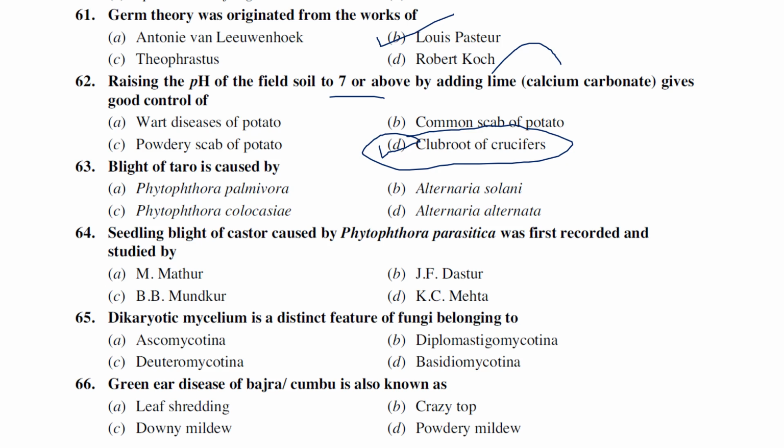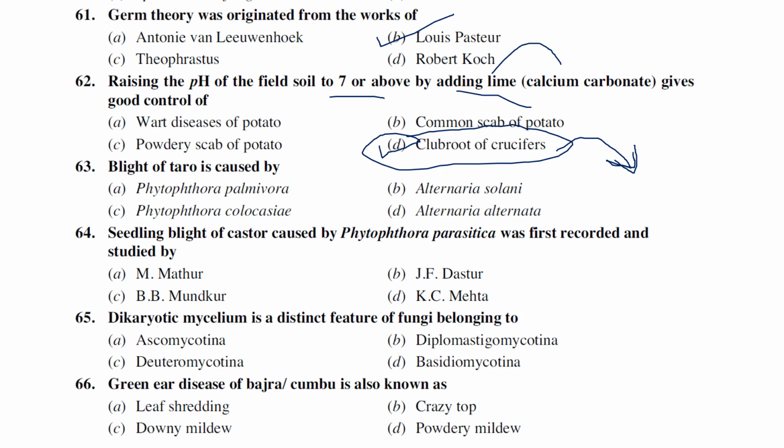Again, in the first question itself, Plasmodiophora was discovered by Woronin. We have discussed it, right? This is the club root of cabbage, which is caused by Plasmodiophora brassicae. It is very severe in acidic soil. The best management practice is raising the soil pH. How can we raise the soil pH? By adding lime, that is calcium carbonate.